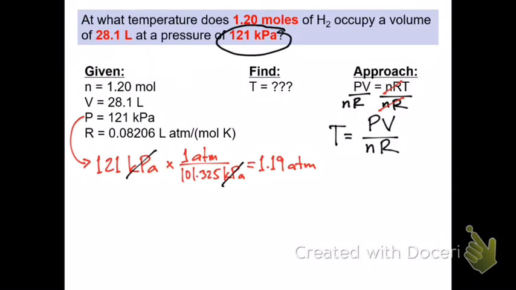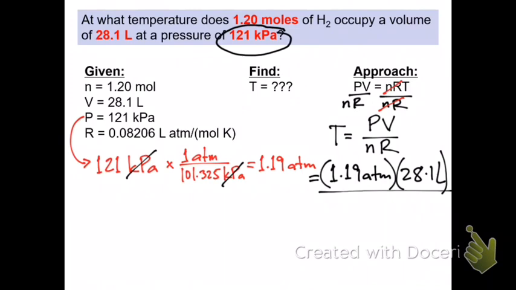All right, so all you have to do now is plug in the numbers. So we have the pressure in atmosphere, which is 1.19 atm. And you multiply this by volume, which is 28.1 liters, divided by the number of moles, which is 1.20, times ideal gas constant, which is 0.08206, and the units.